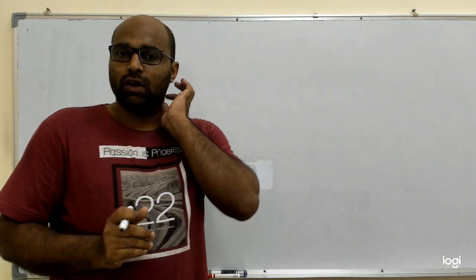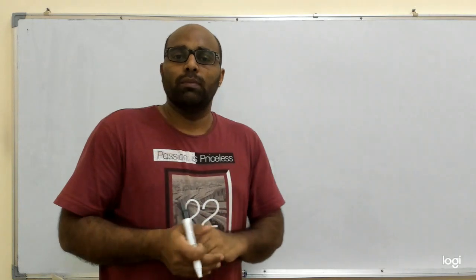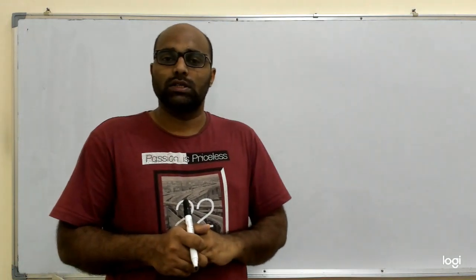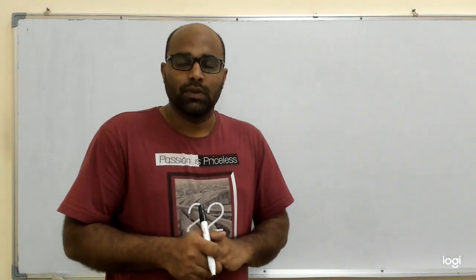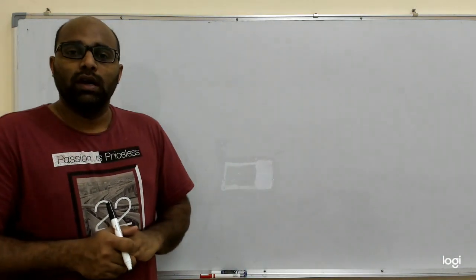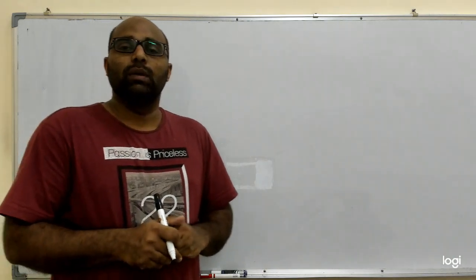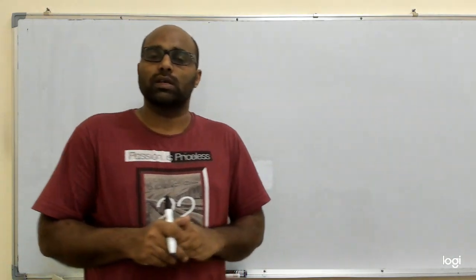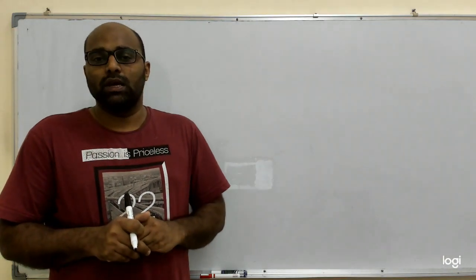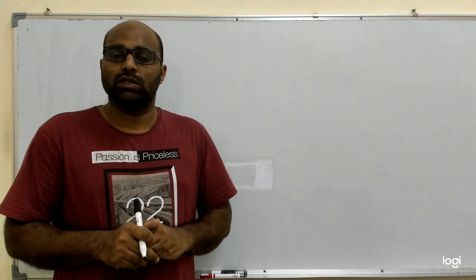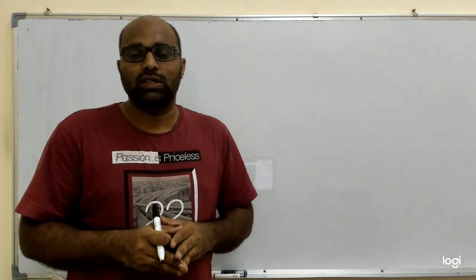So first question you can note. If A and B are symmetric matrices, then prove that AB minus BA is a skew symmetric matrix and AB plus BA is a symmetric matrix. What do you mean by symmetric and skew symmetric?